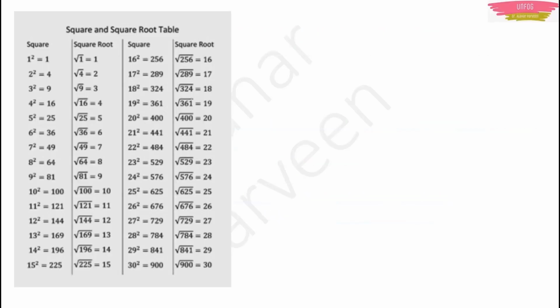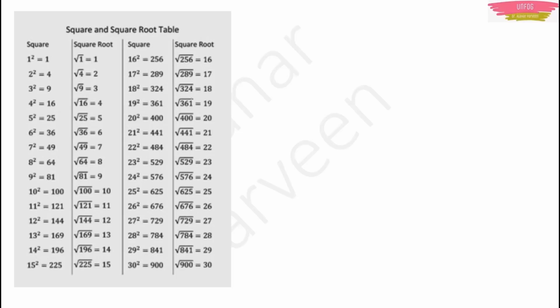Now let's talk about the square and square root table. Squares means how many times you multiply? 2 times, right? You multiply 1 2 times, it will be 1. You multiply 2 2 times, it will be 4. You multiply 3 2 times, it will be 9. You multiply 13 2 times, it will be 169. You multiply 15 2 times, it will be 225. You multiply 25 2 times, 25 into 25, it will be 625.